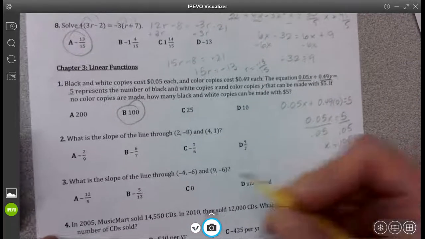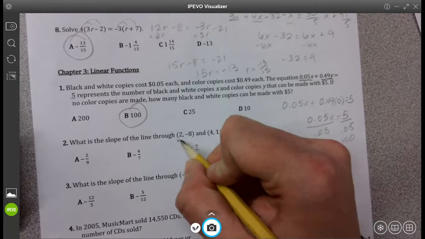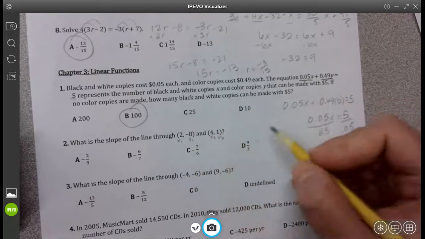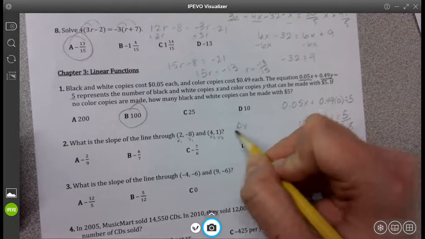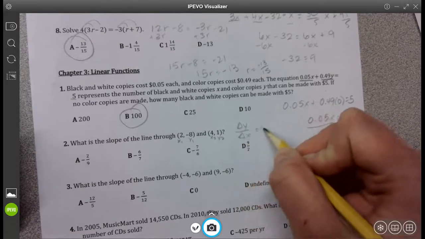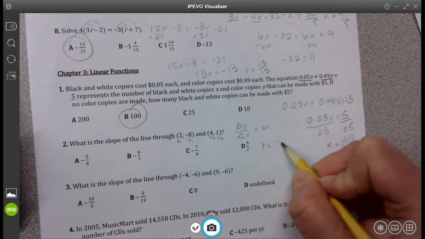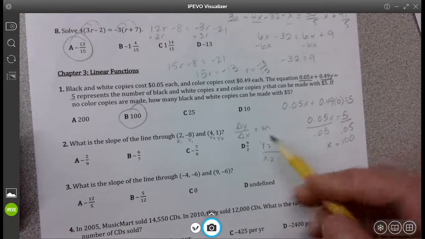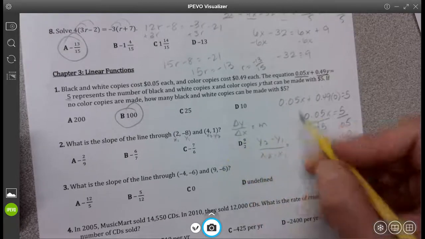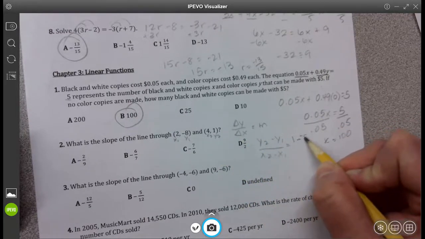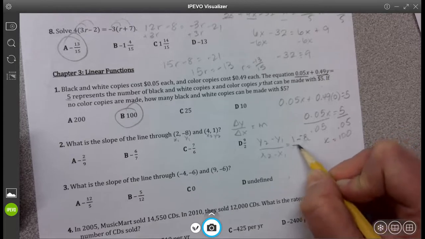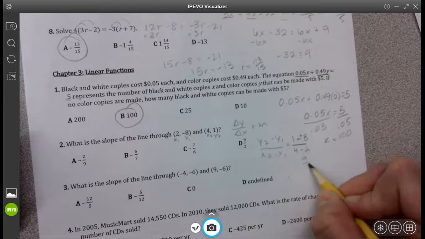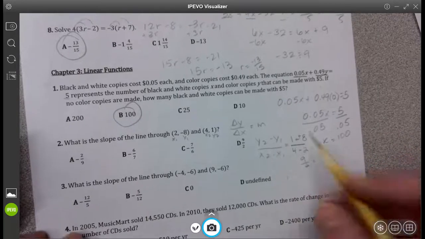Okay, it says, what is the slope of a line between x1, y1, and x2, y2? So what is the change in y over change in x? What is the slope? What is y2 minus y1 over x2 minus x1? What are the differences between those correspondingly? Well, y2 is 1 and y1 is negative 8. Be careful with the negatives. x2 is 4 and x1 is 2. You're going to get 9 over 2, which is 4.5.